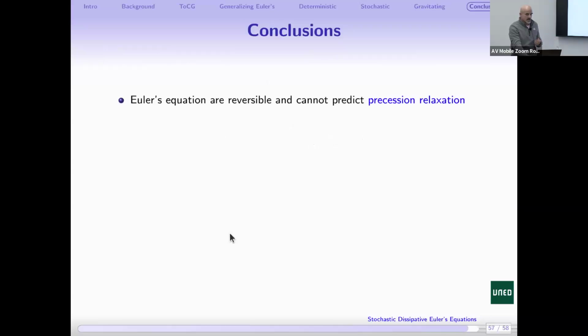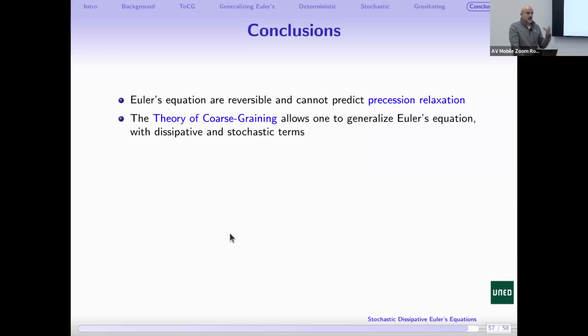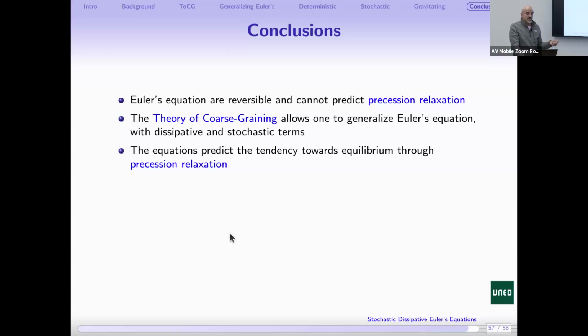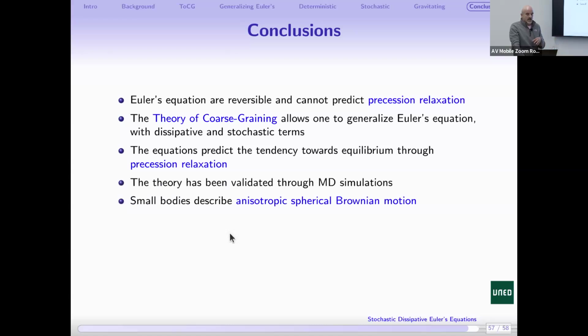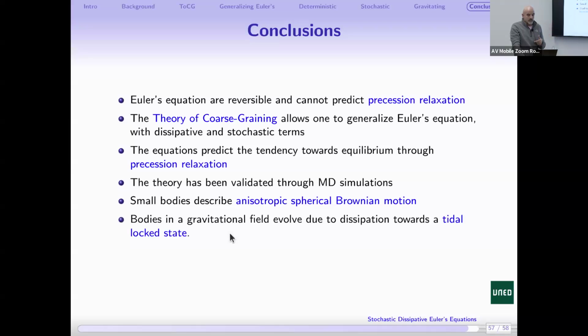So the conclusions are here. The original Euler's equations cannot predict precession relaxation. The theory of coarse-graining allows you to obtain the equations that generalize Euler's equations with dissipative terms. They predict the tendency towards equilibrium through the phenomenon of precession relaxation. We have validated the theory through MD simulations. Small bodies display anisotropic Brownian motion, and bodies in a gravitational field evolve due to dissipation towards a tidally locked state. And with that, I conclude.